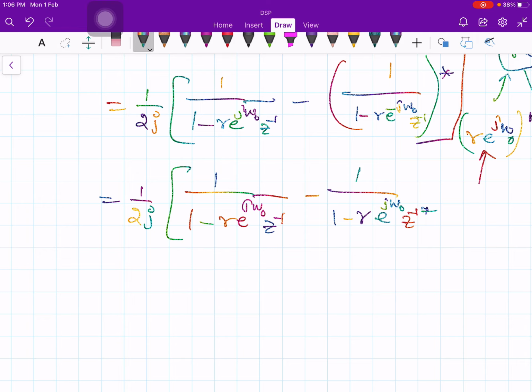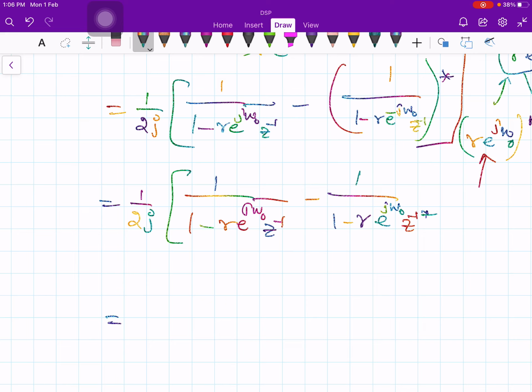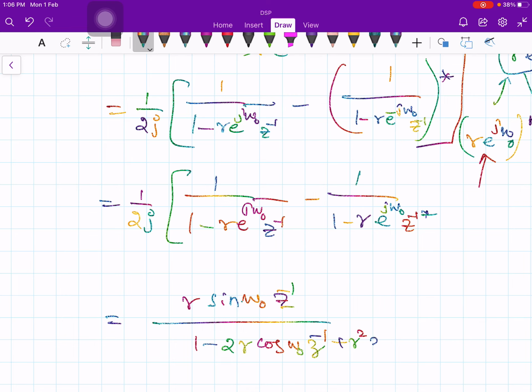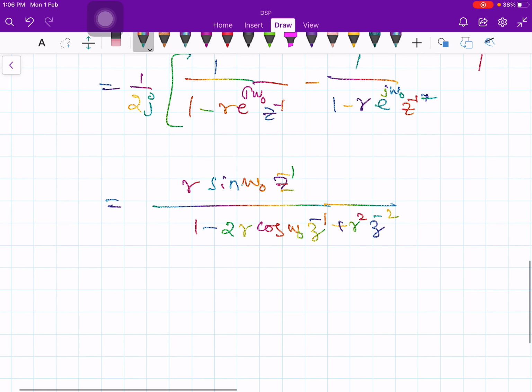Okay, let me write down the final result. If you simplify, you'll get the following: r sin omega naught z to the minus 1 whole divided by 1 minus 2r cos omega naught z to the minus 1 plus r square z to the minus 2. Okay, so this is the z transform of r to the n sin n omega naught u of n.